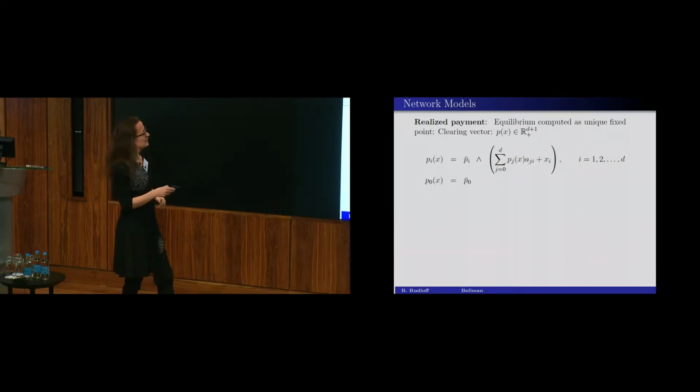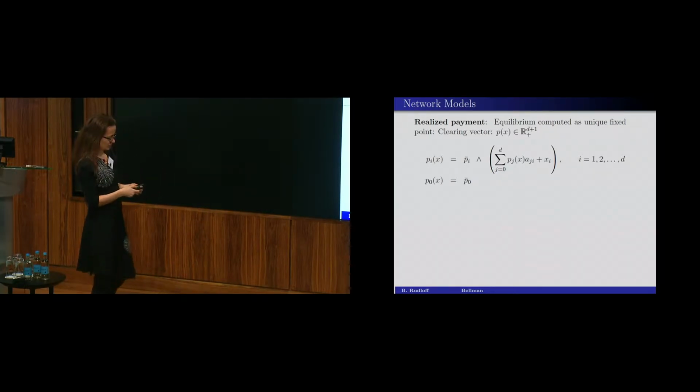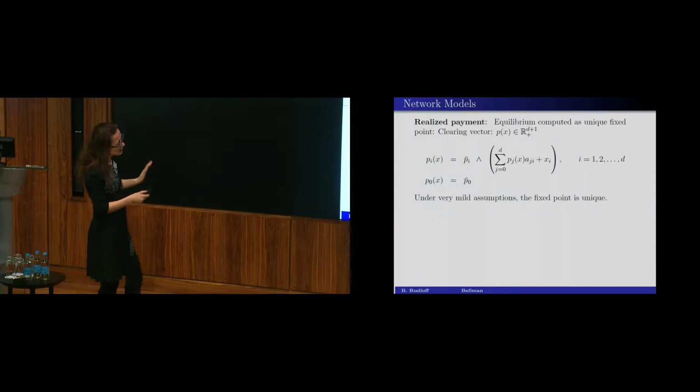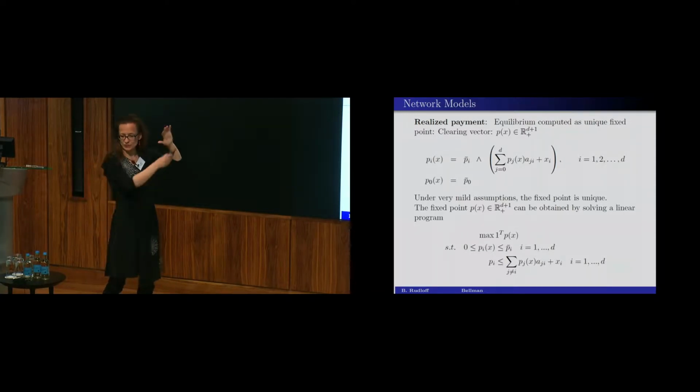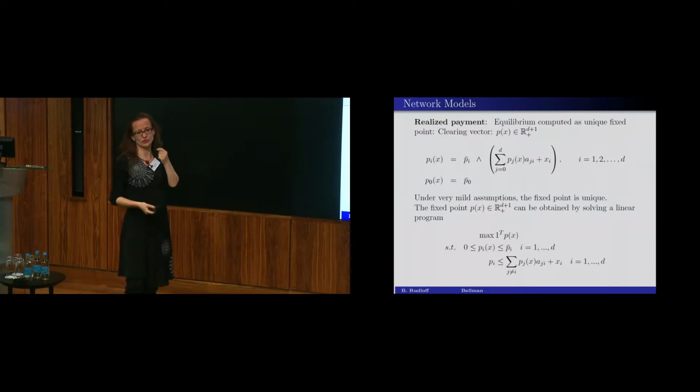But the P, of course, appears on both sides of the equation. Here you have the vector of the P's, and here you have the vector of the P's, so it's a fixed point problem. You're looking for the P that makes this equation hold if you plug it in on both sides. Under very mild assumptions, this fixed point is unique. You can compute it by just solving a linear optimization problem, so it's an LP. So this is just background on how, in the network model, given the liability matrix, you can compute the realized payment.